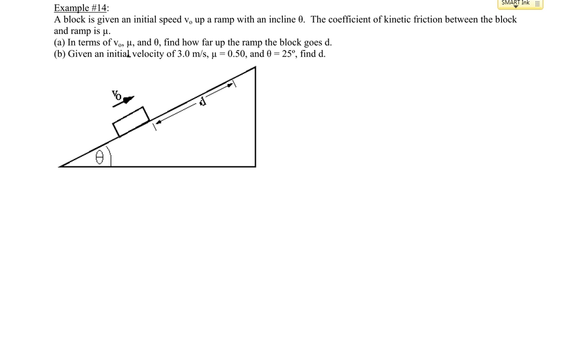We're asked to determine an expression for the distance d that this block would go up in terms of the initial velocity v0, the coefficient of kinetic friction, and the angle of the incline. You'll notice there's no mass in there, and it's probably because the mass of this block cancels out. Okay, so the block slides upwards and eventually comes to a halt at this distance d. So the final velocity of this block is 0.